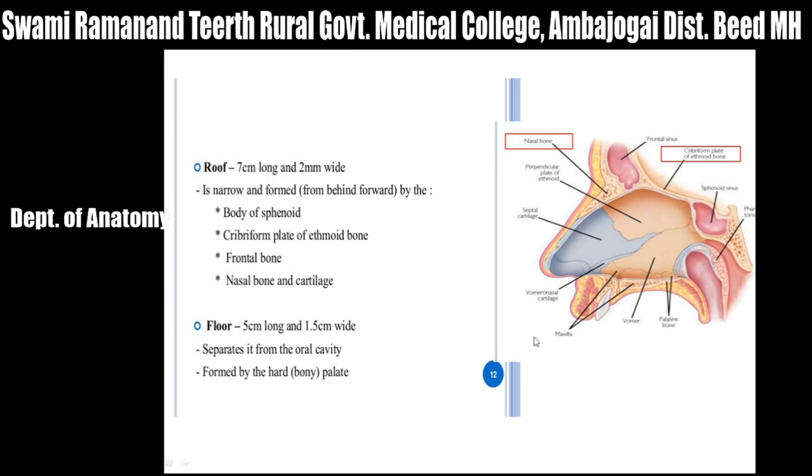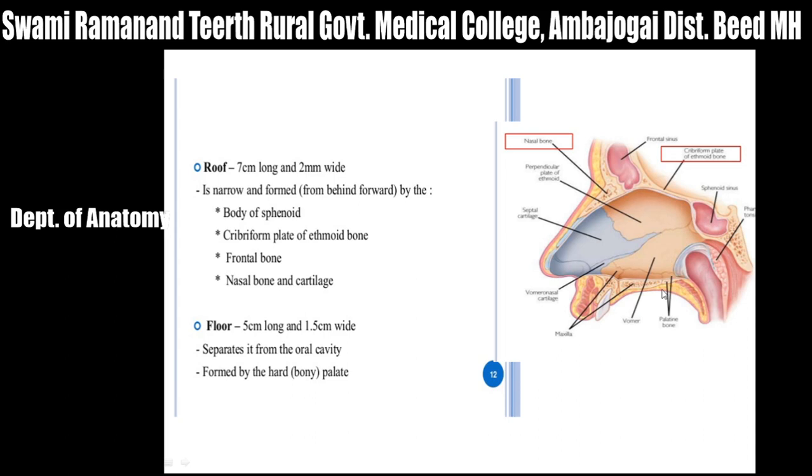Then next is the floor of nasal cavity. This is the floor of nasal cavity which separates this nasal cavity from the oral cavity. So this is about 5 cm long and 1.5 cm wide. Then it is formed by a bony palate which is forming the hard palate. So this is the floor and roof of the nasal cavity.